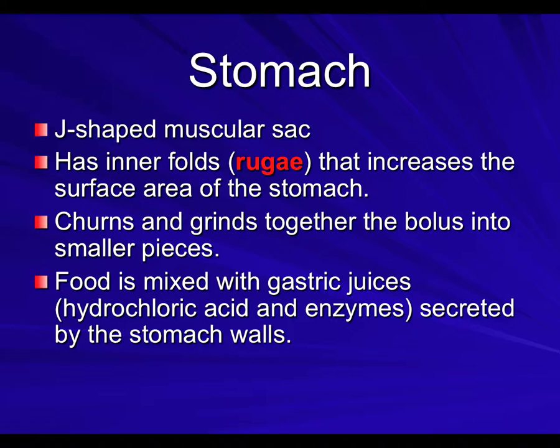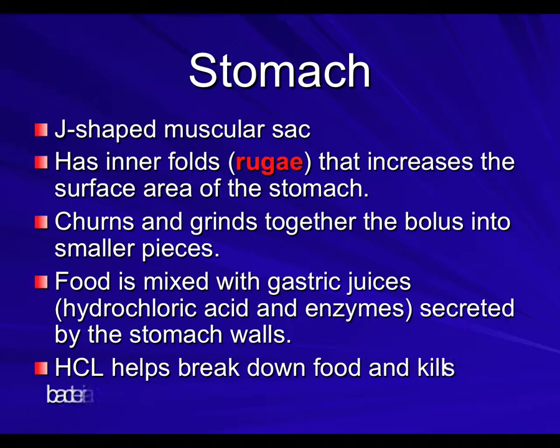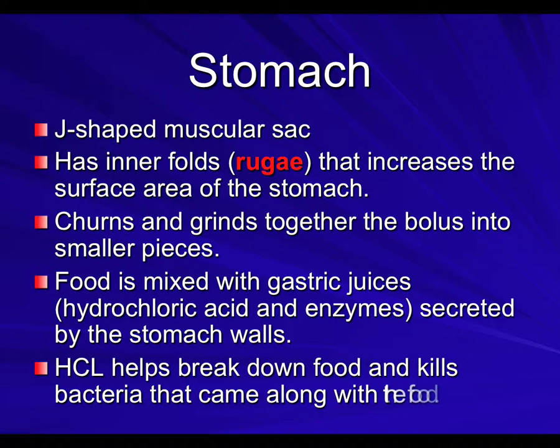That chemical digestion is done here. The food is mixed with gastric juices. Those juices have the chemicals in them: those enzymes, those important proteins, and hydrochloric acid, which is secreted by the stomach walls. HCl, short for hydrochloric acid, helps break down food and kills bacteria that come along with the food. If there's not too much bacteria in it, your stomach has a built-in mechanism of killing that bacteria because it has such a high acidic content, so it will kill most bacteria.